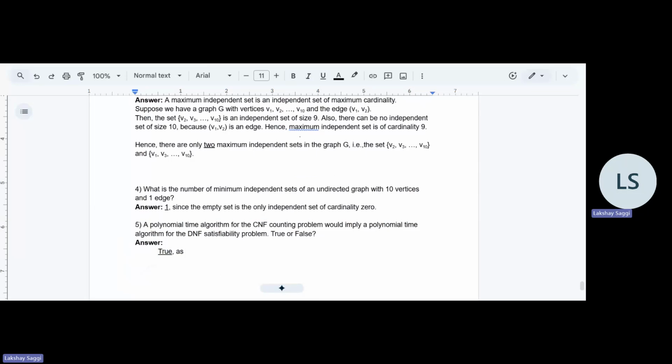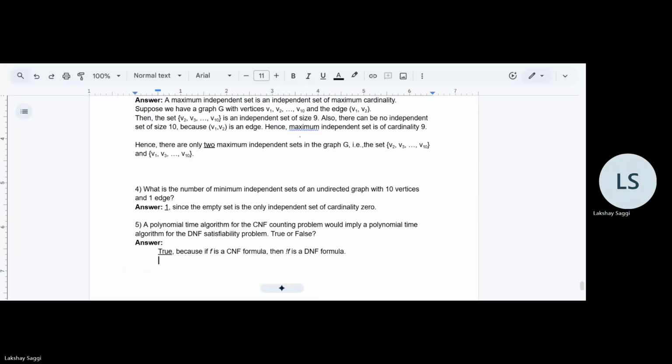Because let's say we are given a formula F. If F is a CNF formula, then F bar, or not of F, I'll denote not of F by F bar because I don't want to draw the bars, is a DNF formula.